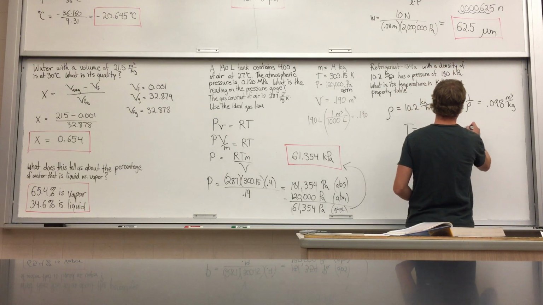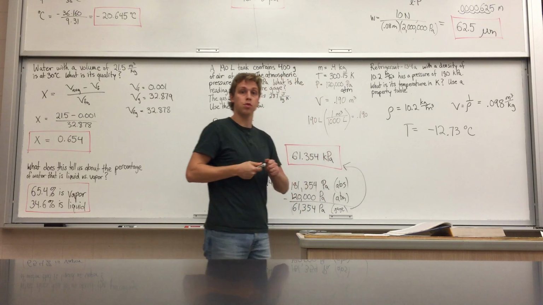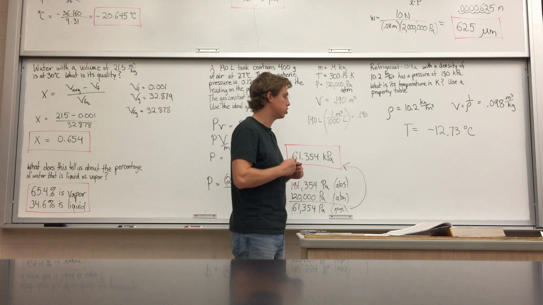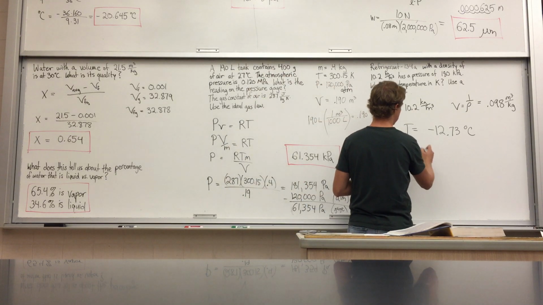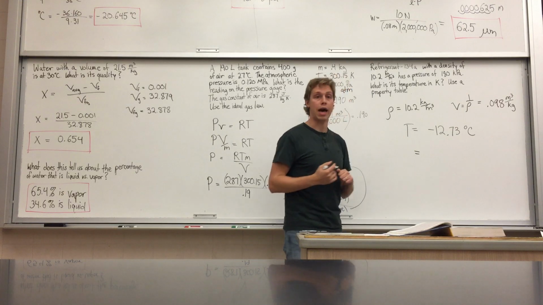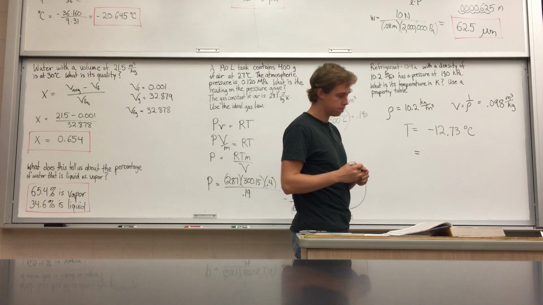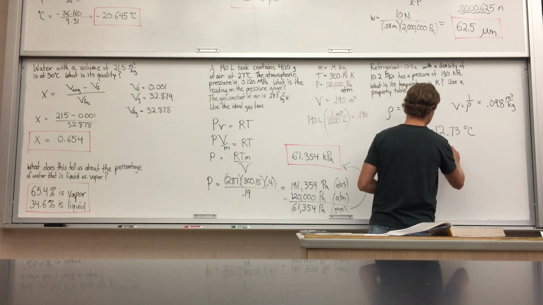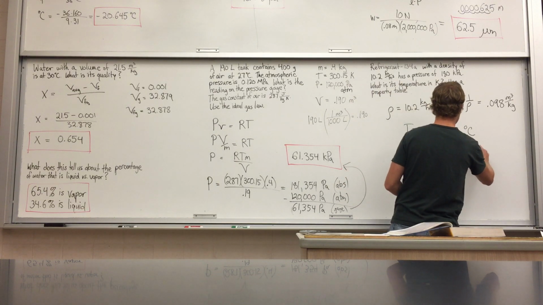negative 12.73 degrees Celsius. The final step, don't forget this on your exam, is to convert the temperature to Kelvin, which is what's asked for. So, I'm going to again add 273.15 degrees and get a final answer of 260.42 Kelvin.